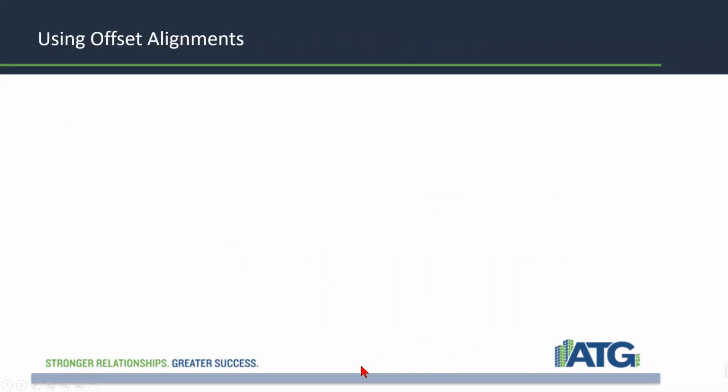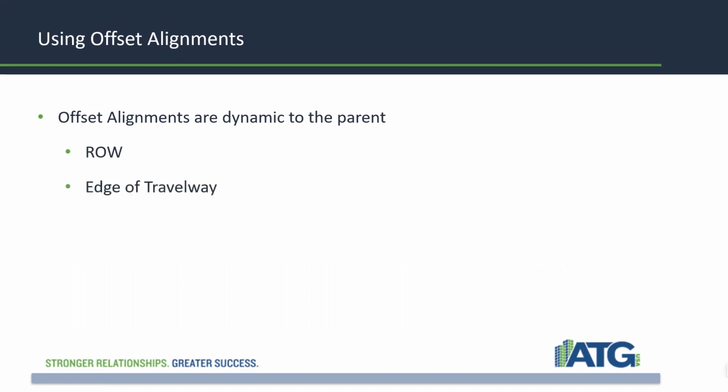So first up, we'll talk about our offset alignments and the horizontal geometry of our project. So an offset alignment is dynamic to the parent alignment. In this case, that will be a center line for a roadway today. But these offset alignments are really great for being modeled as rights of way, as the edges of travel way. And there's certainly as many of these as you can think of why you would want to have geometry be dynamic to that parent object or the independent object.